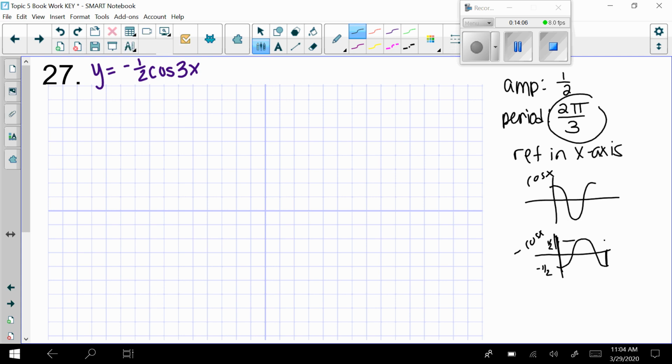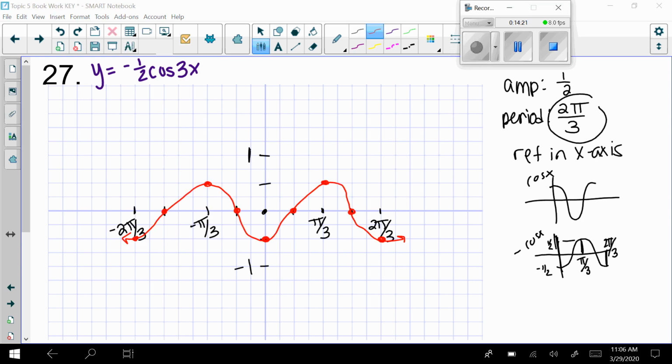Okay, so if this is 2 pi over 3, then that means it's going to hit its maximum halfway, which is 1 pi over 3, or pi over 3. Same thing on the other side. So now we have my sketch. You should be able to get it yourself, so I'm going to pause it and do mine. All right, there's my y equals negative 1/2 cosine 3x.